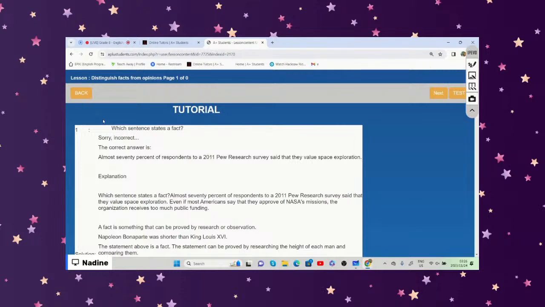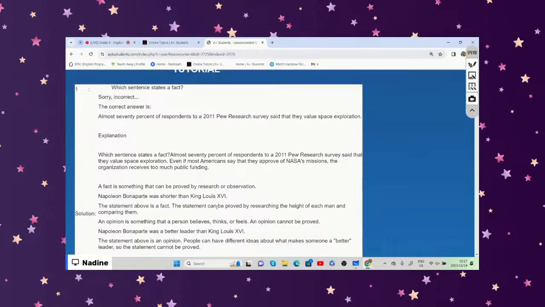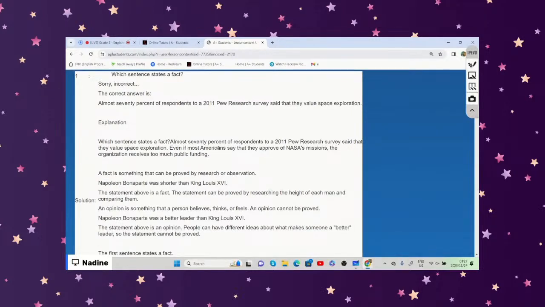It says almost 70% of respondents to a 2011 Pew Research survey said that they value space exploration, even if most Americans say that they approve of NASA's mission. The organization receives too much public funding.